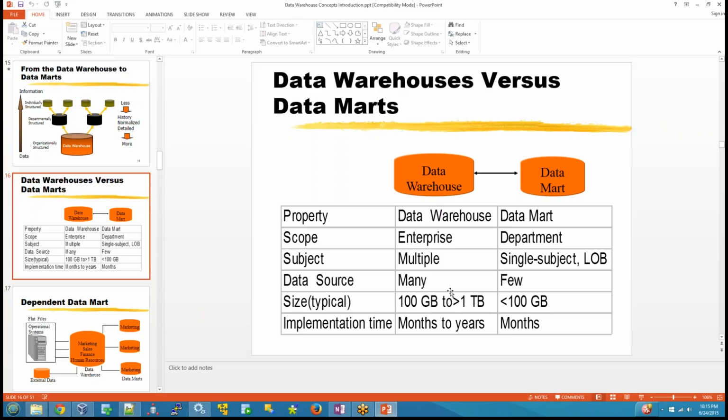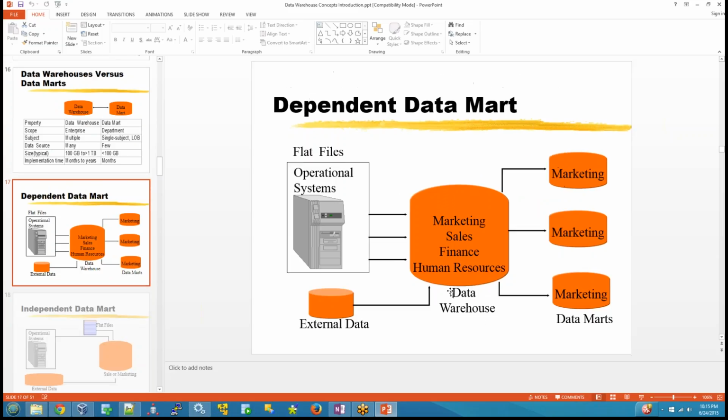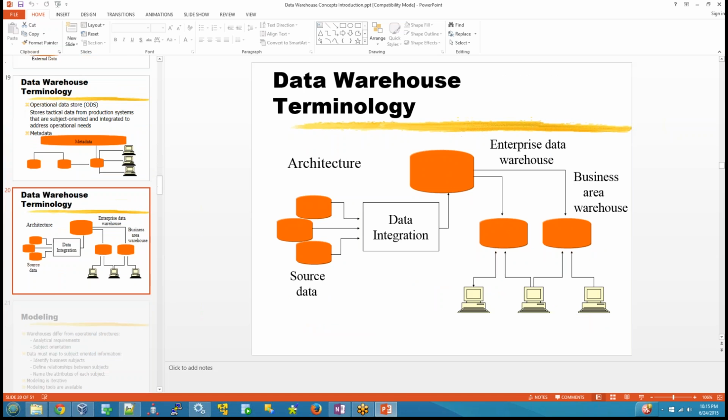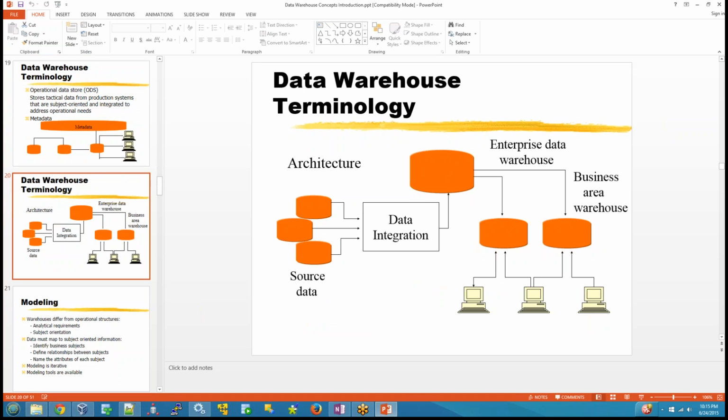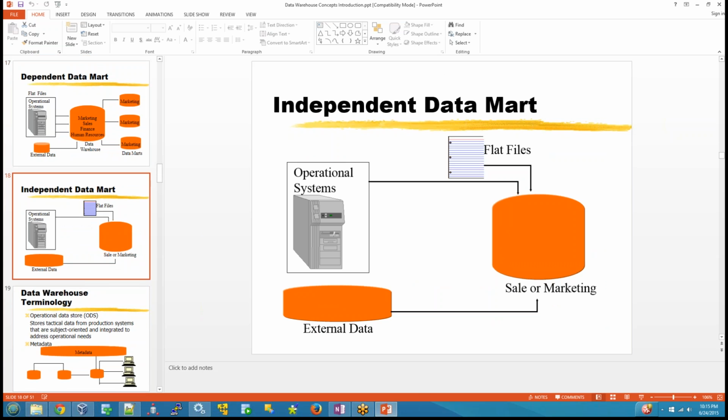Okay, everybody, is everybody clear on the difference between the data warehouse and the data mart? Everybody clear, please. Response is required. Okay. Yes. Now let's see.